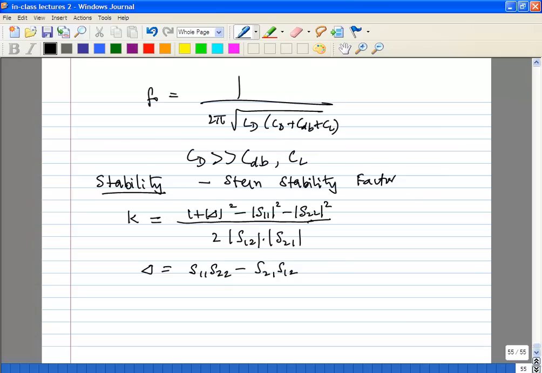One of the things you want, apart from not having any negative resistances, is to try to reduce S12. Remember S12 stands for your reverse isolation. So if you reduce S12, your stability will automatically become better. Actually, before we go there, I think the conditions for stability, right?